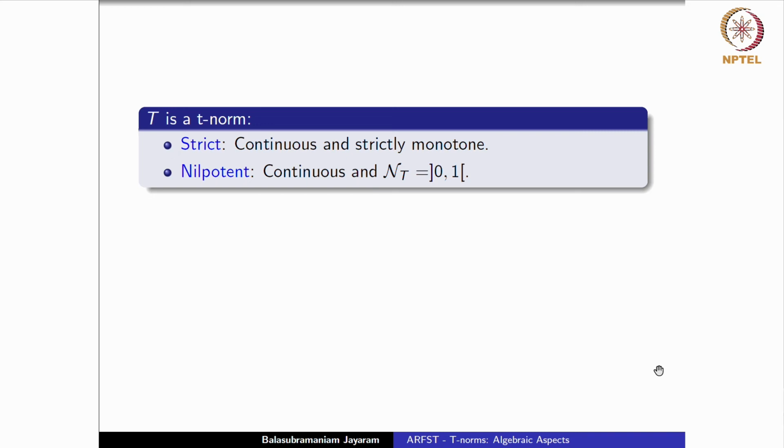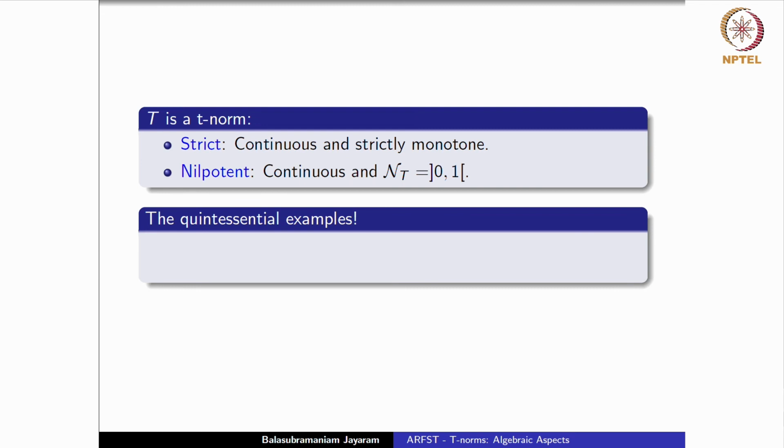And among the t-norms that we have seen, the product t-norm is both continuous and strictly monotone. Similarly, an example of a nilpotent t-norm is the Lukasiewicz t-norm, which is both continuous and every element is a nilpotent element. In fact, what is interesting is these are essentially the prototypical examples for these classes of t-norms. That means it can be shown that every strict t-norm is somehow related to product and every nilpotent t-norm is related to the Lukasiewicz t-norm. We will see this perhaps in one of the following lectures.